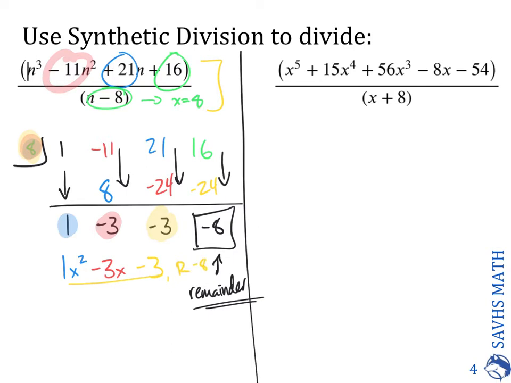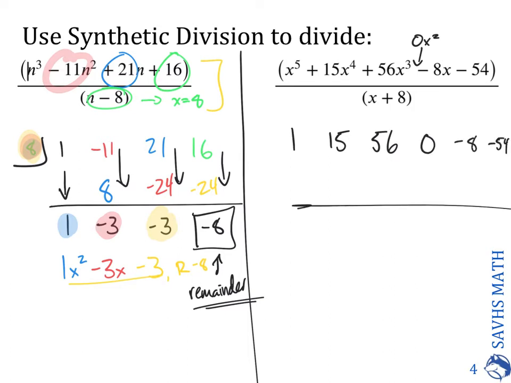We'll do one more just to kind of get through it one more time. I don't have an x squared term there, and so I need to make sure that I have that in my problem. So I'm going to write the coefficients. It's 1, 15, 56, 0, -8, -54. And what I'm dividing by is the factor x plus 8, which means that the answer that I would get out is x equals -8. So that's what I'm going to put here.